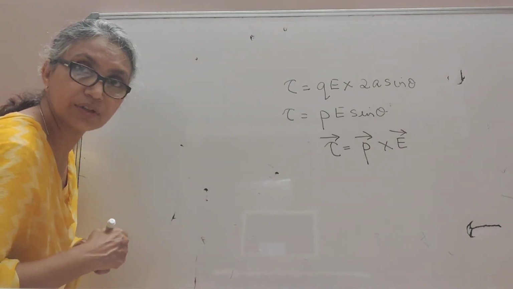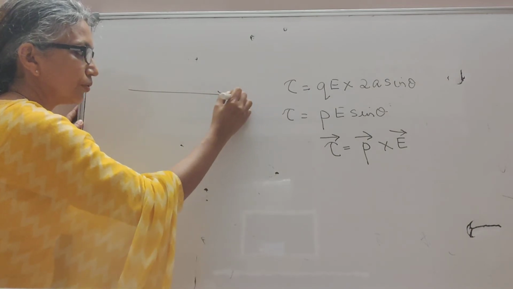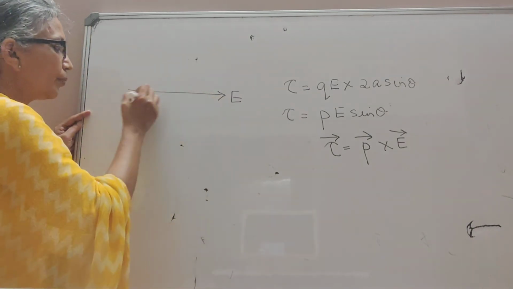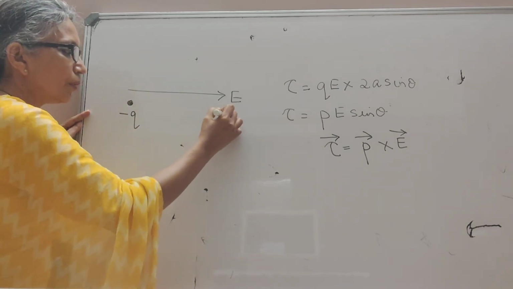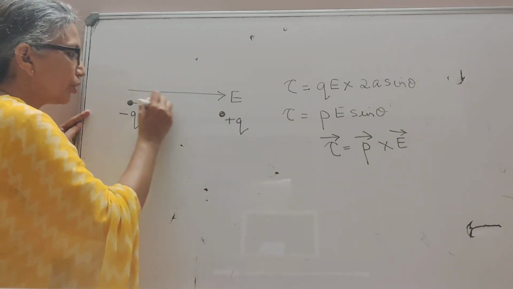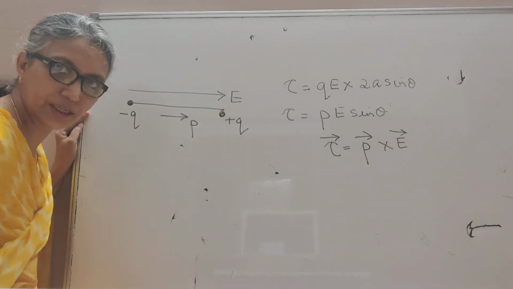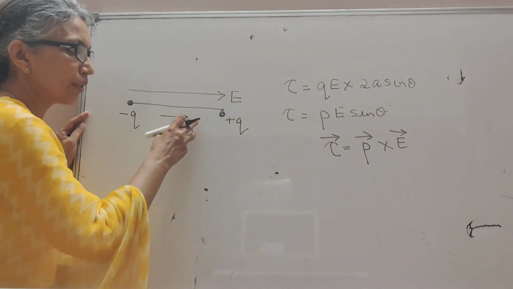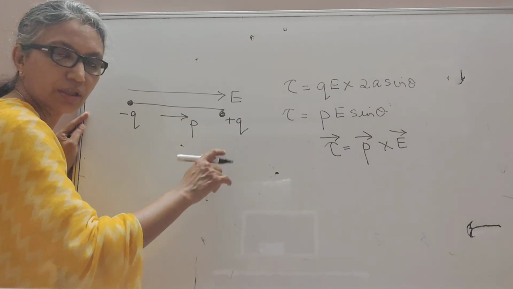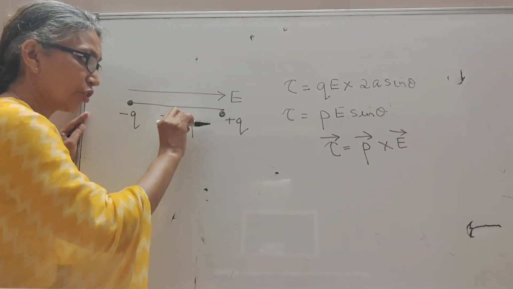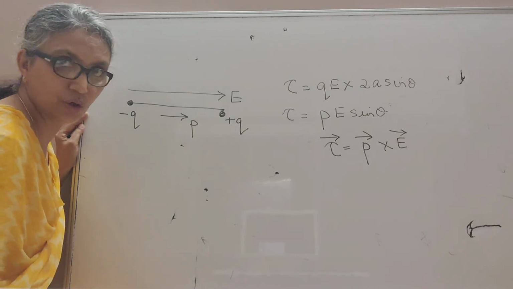Another thing I want you to note here is your torque definitely can have different values depending on how you place your dipole. For example, suppose your electric field is in this direction, and then your dipole is kept with minus Q here and plus Q here, so that your dipole moment is also in the same direction. Do you see now? P and E are in the same direction. In which case, sin 0 is 0, there will be no torque. So if your dipole is kept in such a manner that P and E are parallel to each other, it does not experience any torque.